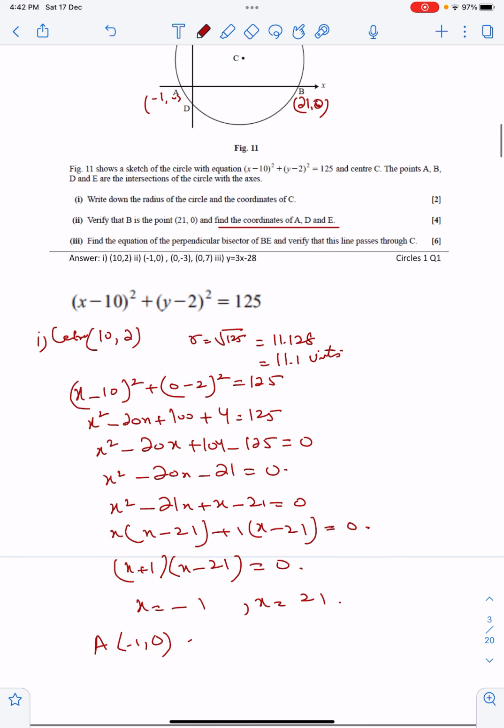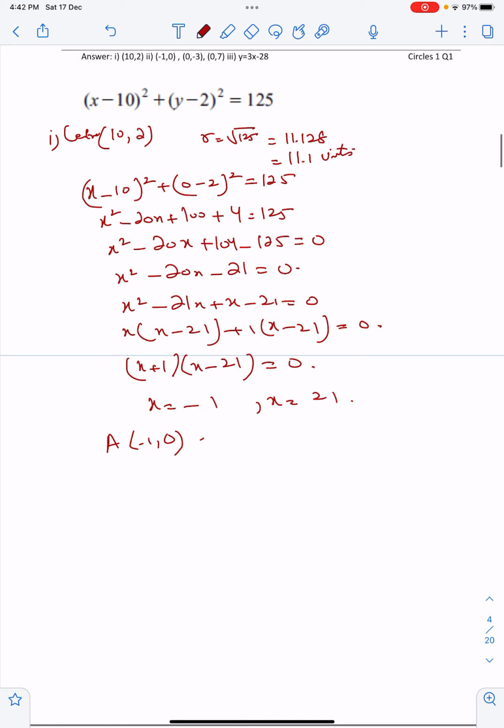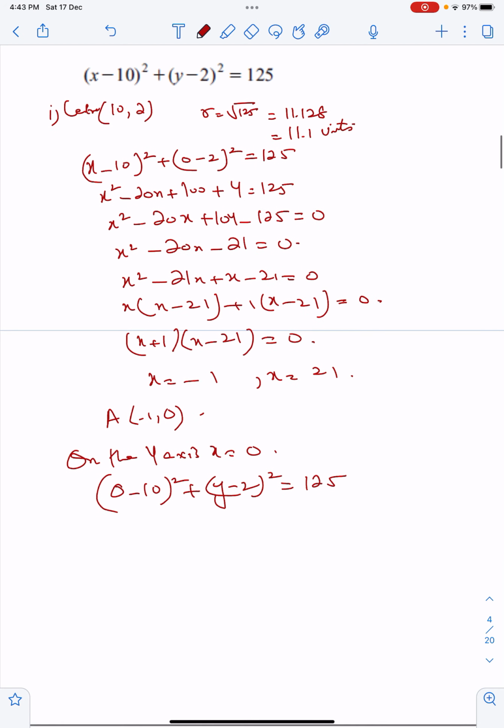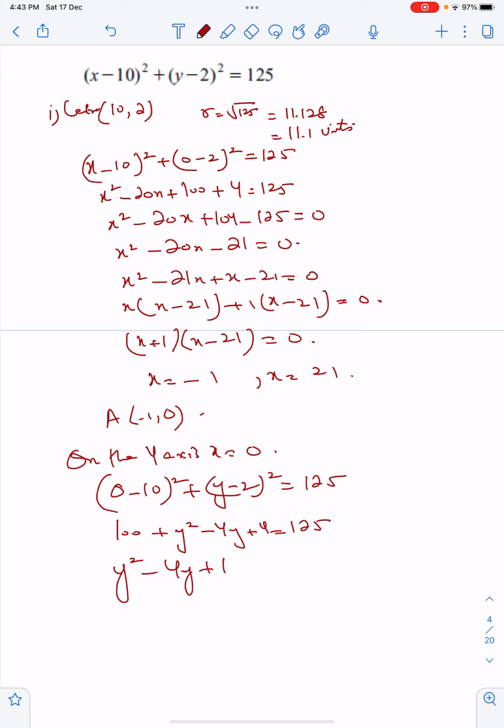D and E are the points of intersection with the y-axis. So on the y-axis, x is 0. I'm going to substitute x as 0 in this equation: (0 minus 10) squared plus (y minus 2) squared equals 125. So 100 plus y squared minus 4y plus 4 equals 125. Everything on one side: y squared minus 4y plus 104 minus 125 equals 0. y squared minus 4y.